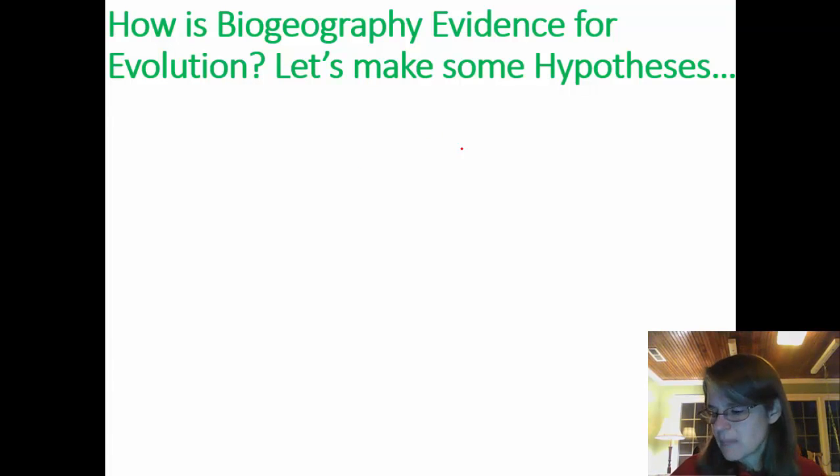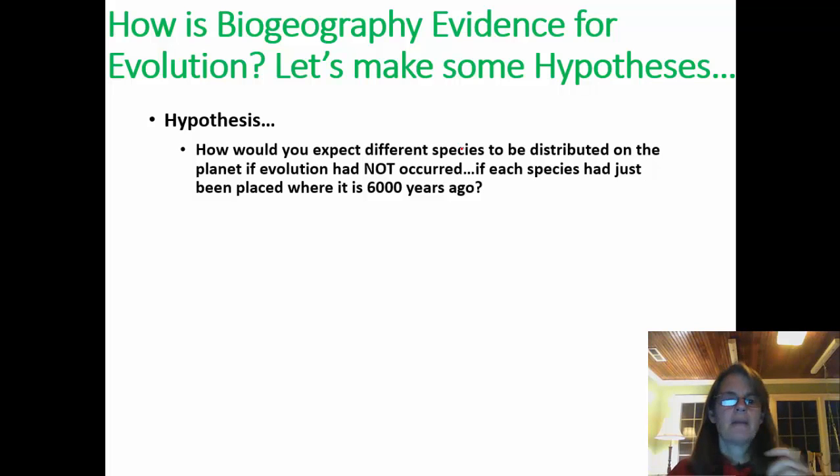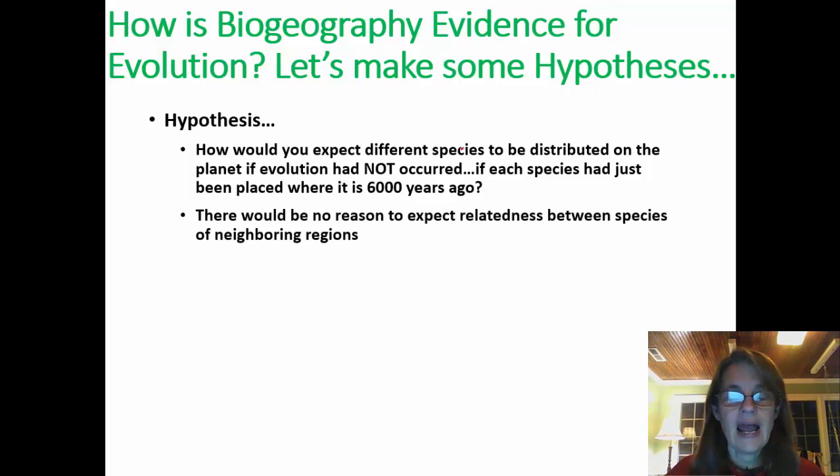Well, let's make some hypotheses, okay? Here's a hypothesis. Think about, how would you expect different species to be distributed on the planet if evolution had not occurred? If each species had just been placed where it is now 6,000 years ago, okay? And the answer to that is there would be really no reason to expect relatedness between species of neighboring regions. If they had just been plopped there, we wouldn't really expect there to be any relationship between them.